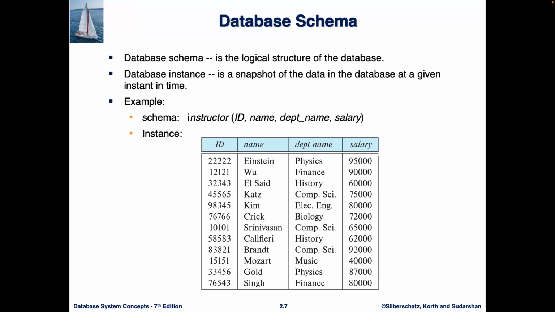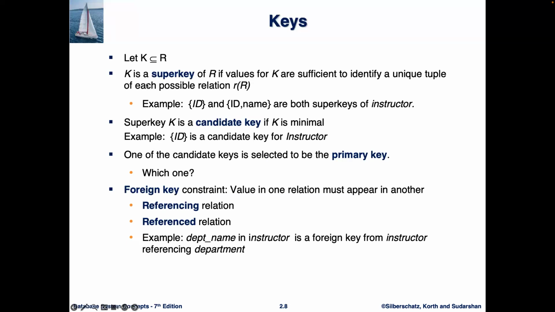Please use some different ID, and we cannot add that value or that tuple into this table. So we need keys that are unique and that can identify a single tuple. So K is a super key of R if the values of K are sufficient to identify a unique tuple of each possible relation R.